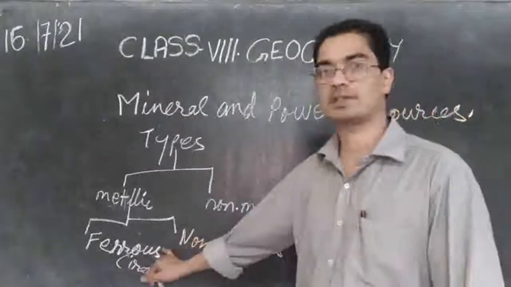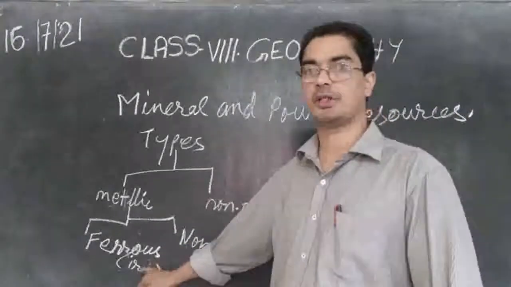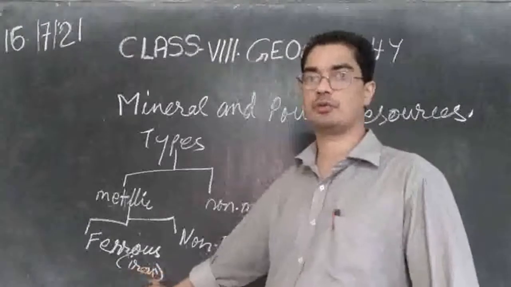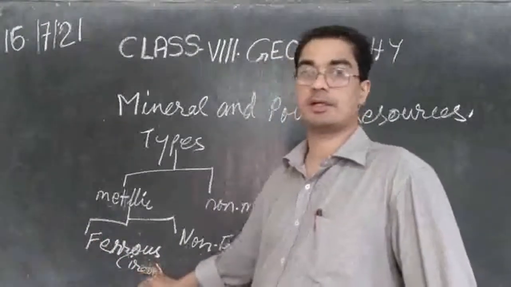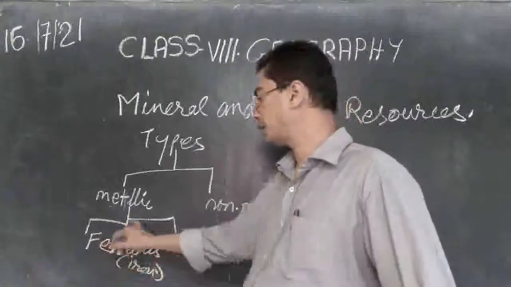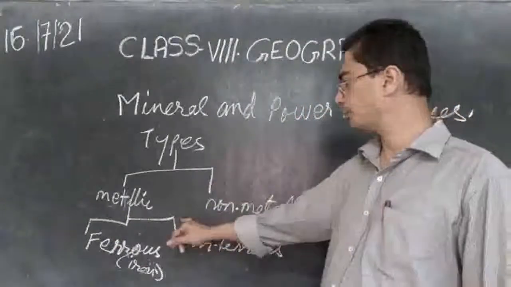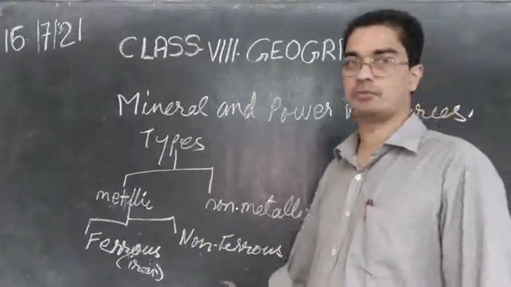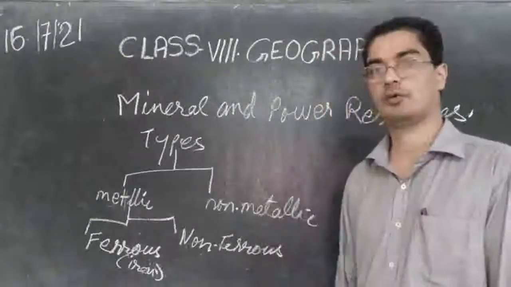From there we can understand that among the metals, iron is the most important or most useful. That's why it is put into one group. The minerals that are found where iron is found are considered one group, and all the other metals are put in another group. They are called non-ferrous. So I hope you follow.